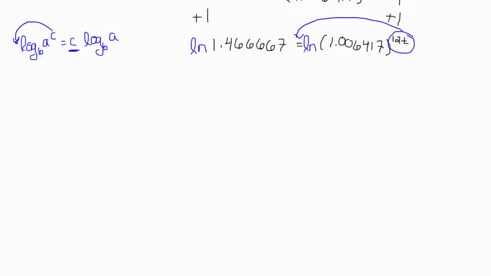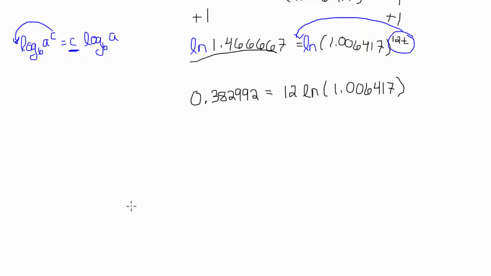Take a look at the next step here. This is the hardest part of this problem, I think. I'm taking the natural log of this, so I'm just going to actually do it and write out the decimal, which is 0.382992, and that's going to equal, remember the 12t comes down in front, so 12t times the natural log of 1.006417. Oops, I forgot the t here, 12t, sorry. Not just the 12 that comes down, but the 12t. Perfect. Now the natural log of 1.006417 is a number, so let's just get that number.